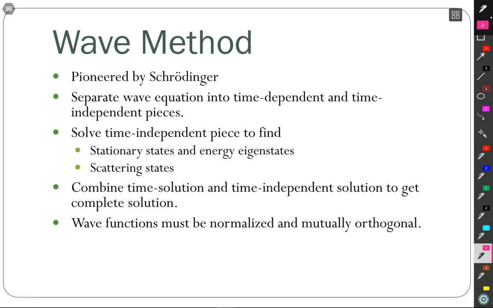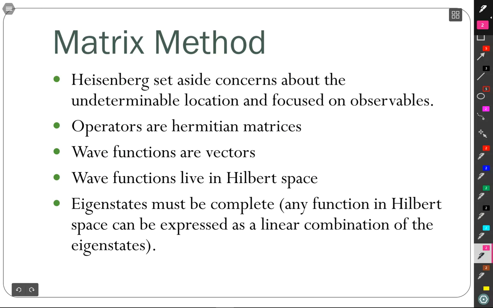The wave method was devised by Erwin Schrödinger. And when we use that, we separate the time portion from the spatial portion, and we just solve the spatial portion, because the time portion always has the same form. Remember on the last test, you had, now that you have the spatial portion, what's the full wave function in terms of space and time? And your wave functions, of course, have to be normalized and mutually orthogonal.